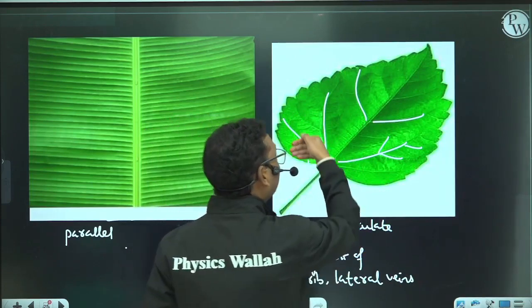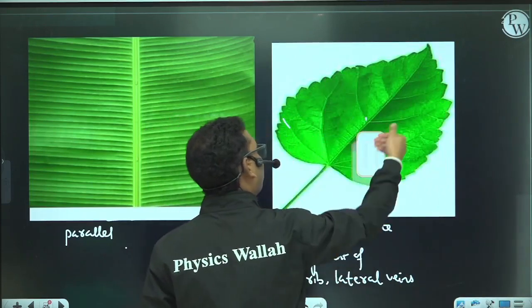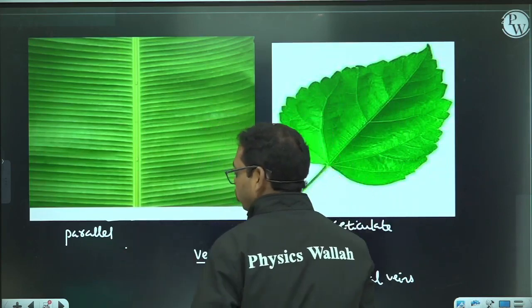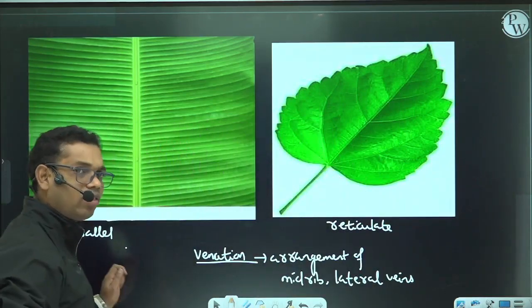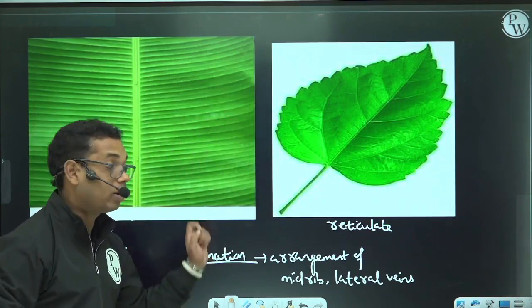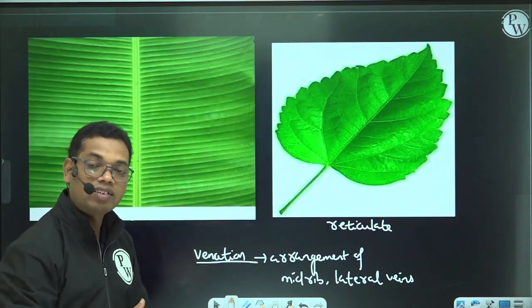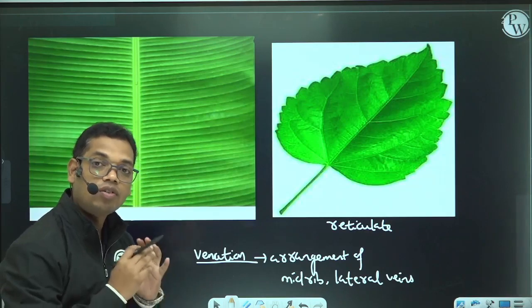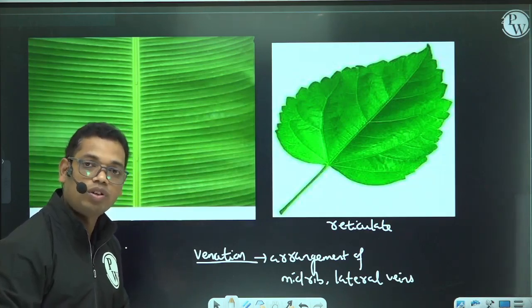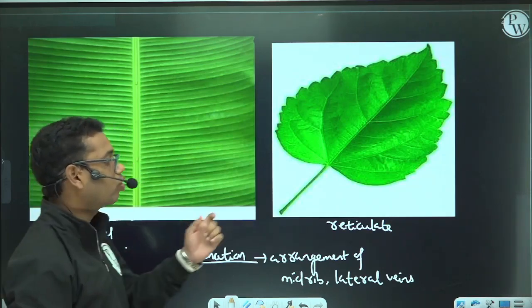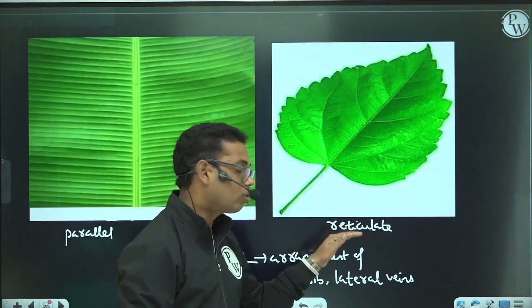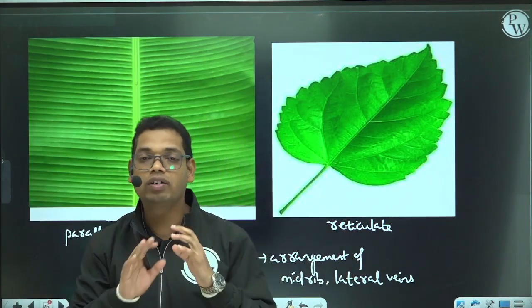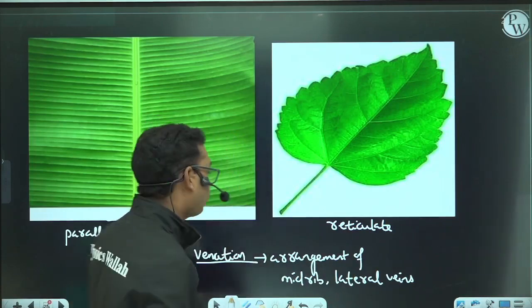And the reticulate venation is a feature of dicot, whereas parallel venation is a feature of monocot. In parallel venation, veinlets are absent, but in case of reticulate venation, veinlets are present, and the presence of veinlets forms the network. For network we use the term reticulum, and that is why this is called as reticulate venation. This is the feature of dicot, this is the feature of monocot, but there are few exceptions.